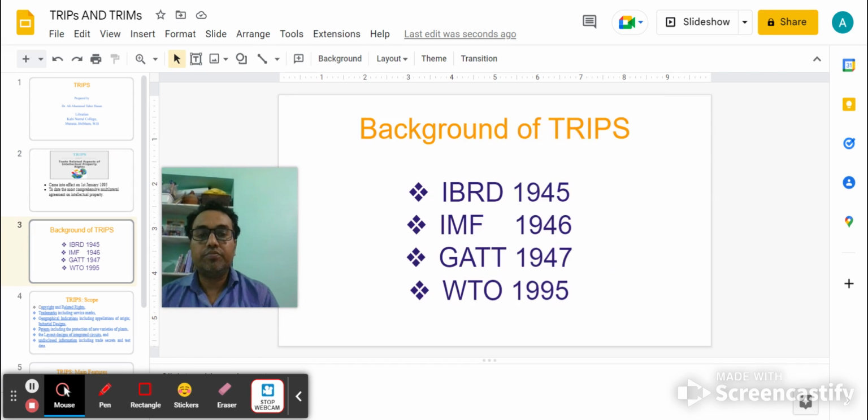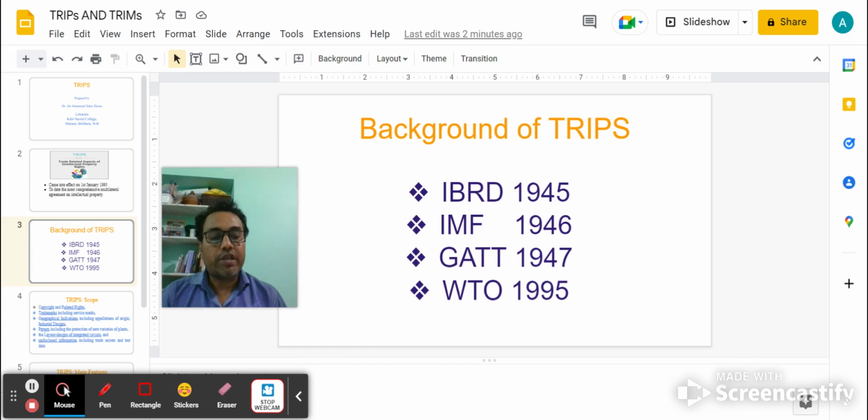Now, let us learn about the background of TRIPS. The Bretton Woods Agreement was signed in 1945 to govern the international monetary policy. This agreement resulted in the creation of two institutions, namely the International Bank of Reconstruction and Development, that is IBRD, in 1945, and the International Monetary Fund in 1946.